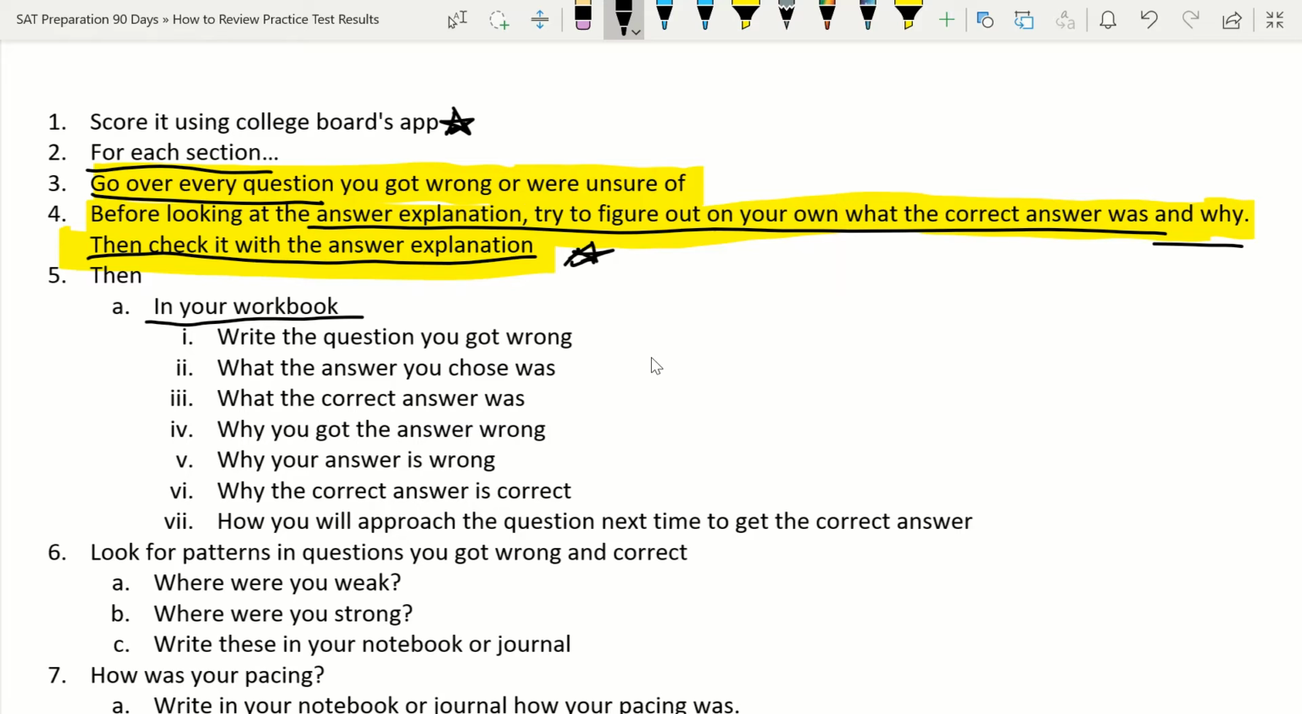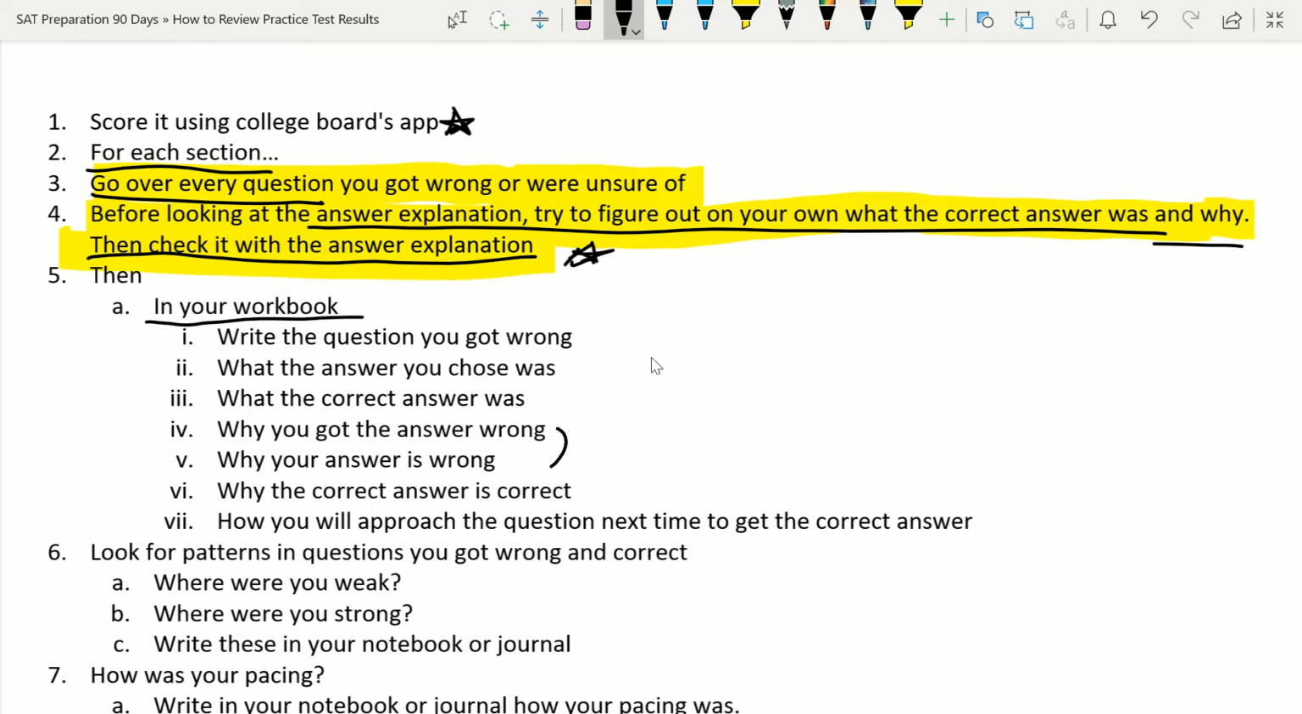You're going to write first the question that you got wrong. Second, the answer that you chose, so what the wrong answer was. Then you're going to write down what the correct answer was. At that point, you'd have the question, your wrong answer, and then the correct answer. Then you're going to write why your answer was wrong, and then why you got the answer wrong.